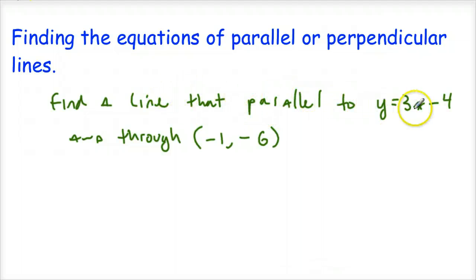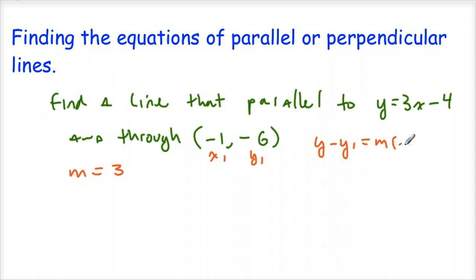I want to find an equation of a line that's parallel to that. So what information am I given? First of all, I know that m is got to be 3. It's got to be the same as this line because it's parallel, and we know parallel slopes are the same. Now the other bit of information I have is an x1 and a y1, which means I can use the point-slope form, which is y minus y1 equals m times x minus x1, to write the equation of this line. I have m, I have x1, and I have y1.